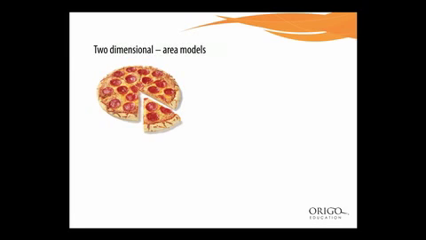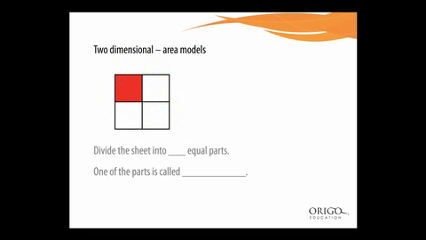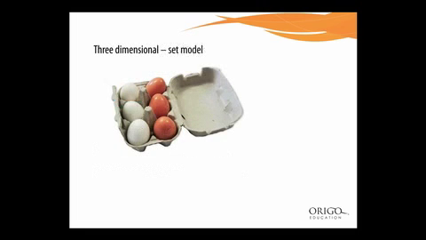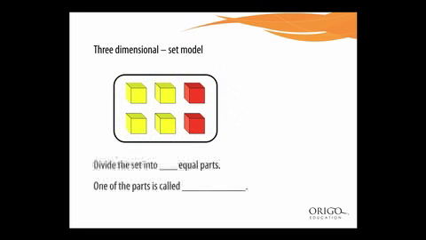There's the area model, two-dimensional. That's a real-world picture of it. That's really a classroom picture of it. So you're dividing into so many parts. In this case, it's 4 equal parts again. And the last one is a set model, a three-dimensional model. And that's a classroom picture. You divide it into, in this case, there's 6 parts there.